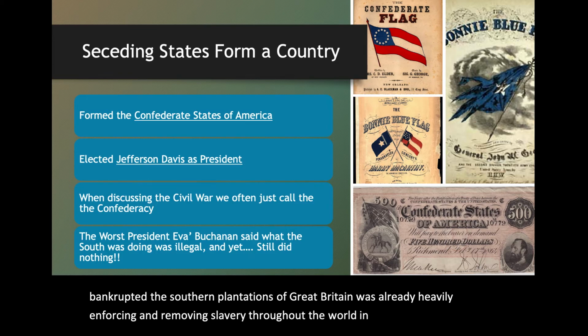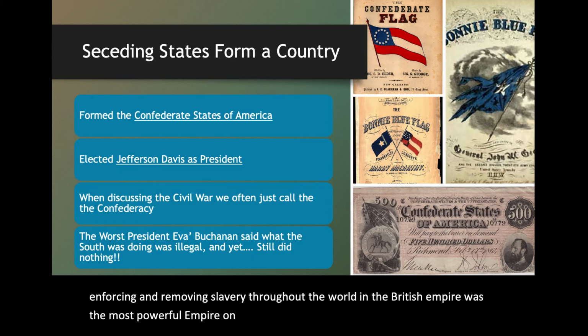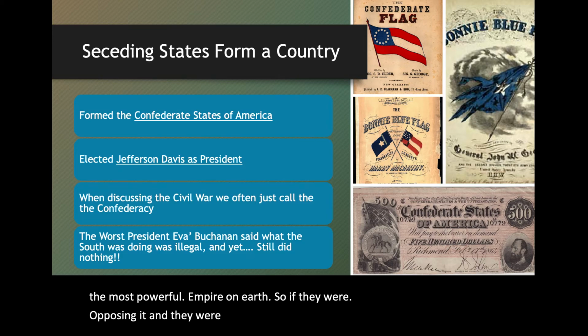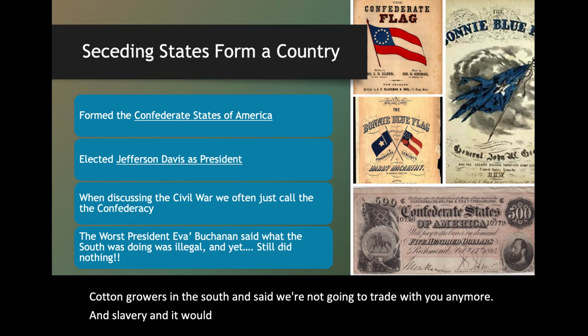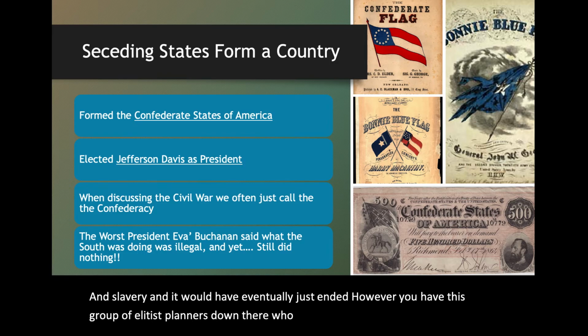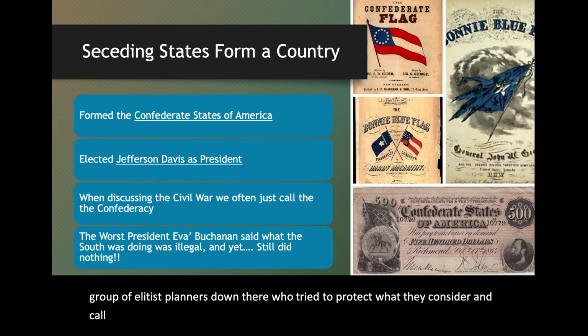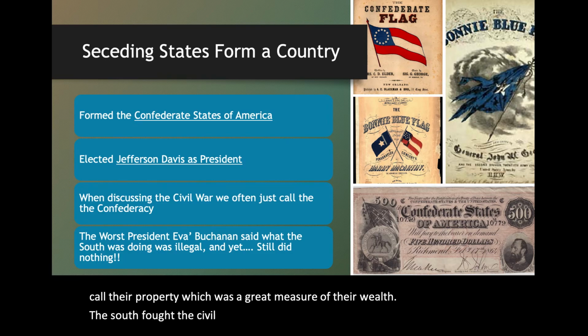Great Britain was already heavily enforcing and removing slavery throughout the world, and the British Empire was the most powerful empire on earth. So if they were opposing it and they were putting it down, they would have eventually come down on cotton growers in the South and said, we're not going to trade with you anymore. End slavery. And it would have eventually just ended. However, you have this group of elitist planters down there who are trying to protect what they consider and call their property, which was a great measure of their wealth. The South fought the Civil War to preserve slavery.